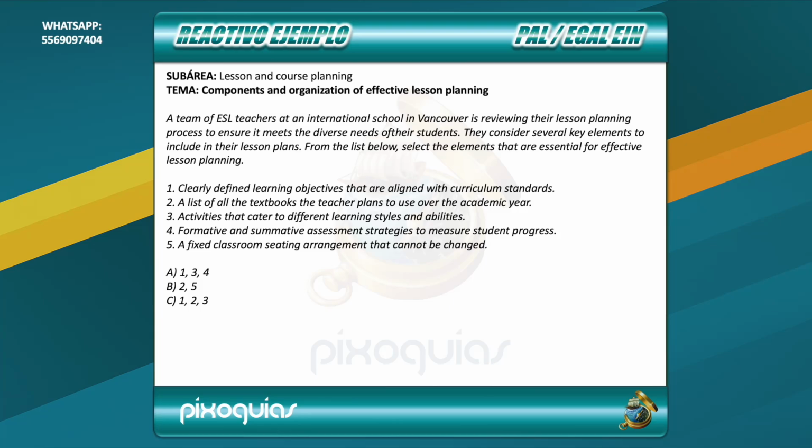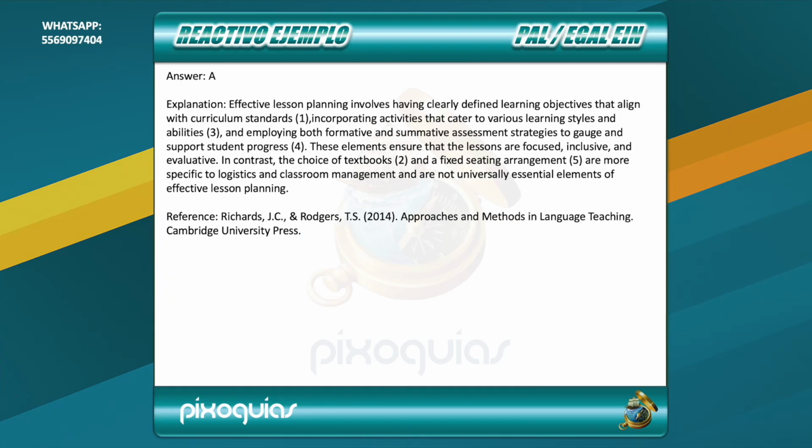5. A fixed classroom seating arrangement that cannot be changed. Options: A. 1, 3, 4. B. 2, 5. C. 1, 2, 3. The correct answer is A.